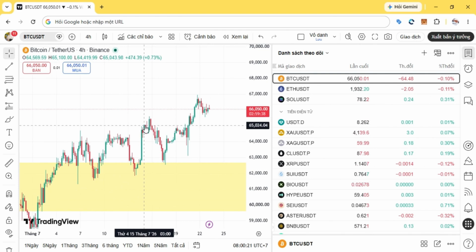So the area where we expect to take profit, one is right here, this area. If we look here, this is a high, this is a high, and this is a fake breakout zone, right? Let's zoom in.